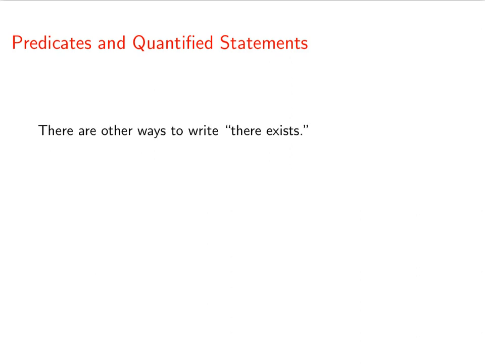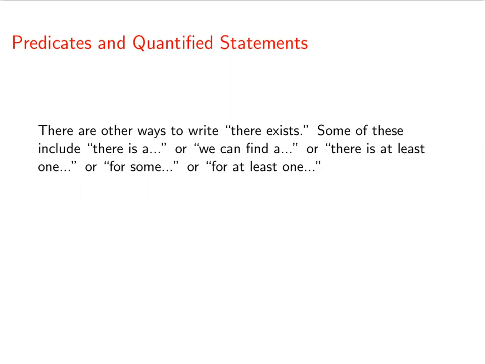Now, there are lots of other ways to write "there exists." Here are a few ways. There is a, or we can find a, or there is at least one, or for some, or for at least one. So there's a variety of ways that we can express "there exists." We don't always want to stick with the same language all the time, and you might see different phrasings in other books.